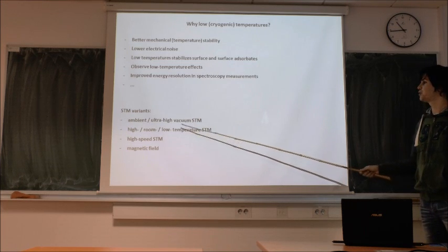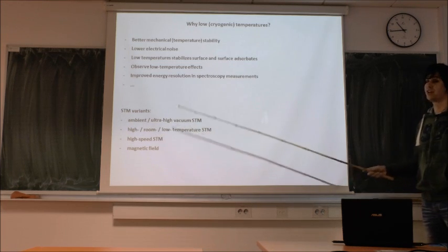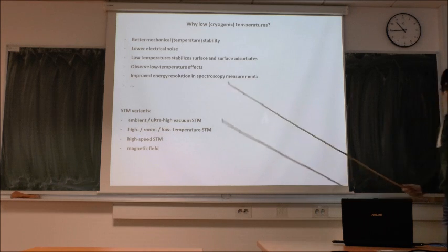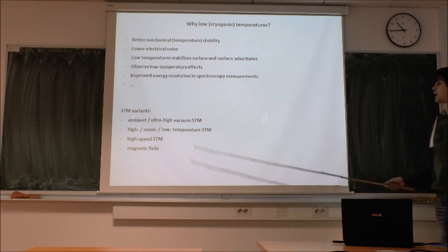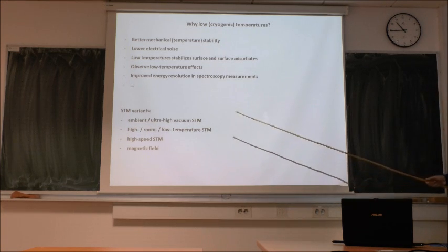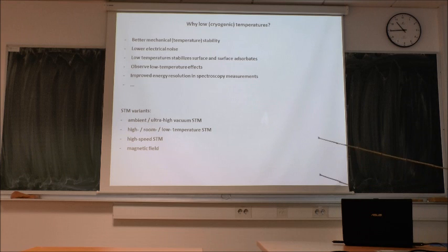Then you have high temperature, room temperature, and low temperature STMs. High temperature STMs are really useful if you want to observe chemical reactions which only happen at high temperatures, or some catalytic processes or something like that. You can observe how thin layers grow, and usually you do that at high temperatures, and so on and so on.